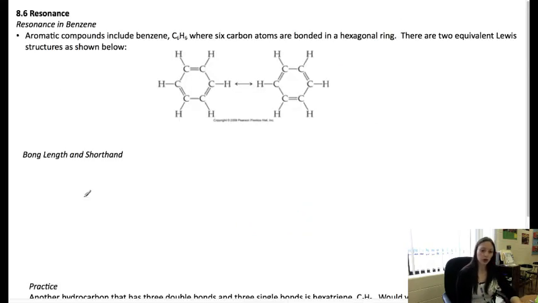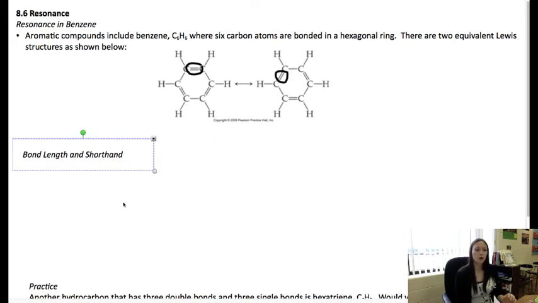The last thing we're going to look at here is resonance, and we're going to look at resonance in benzene. Okay, we did not talk about these last year. Aromatic compounds, or what we call benzene, is one of them. C6H6, we have these hexagonal rings, and there are two equivalent Lewis structures. Just notice how the double bond just moved. Remember, that is our resonance.